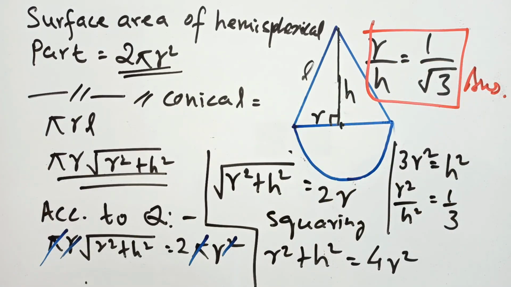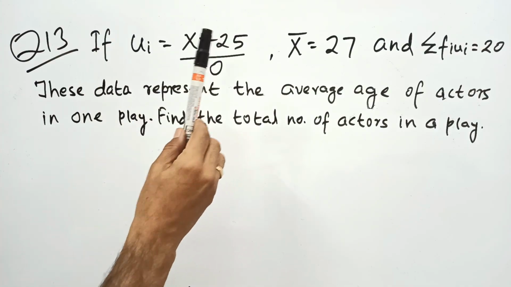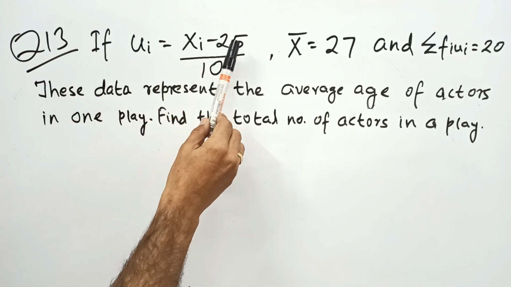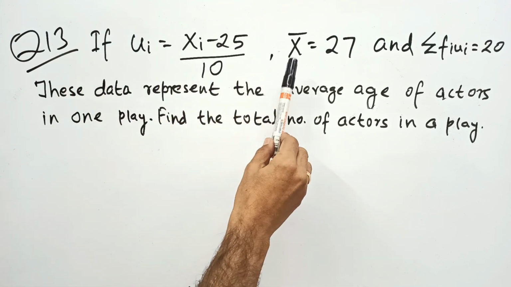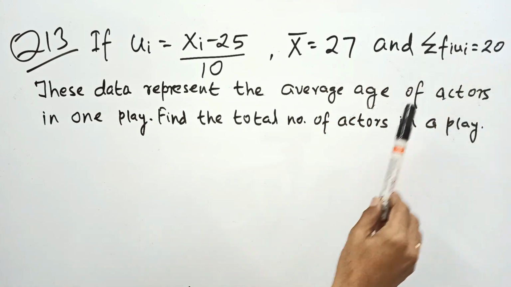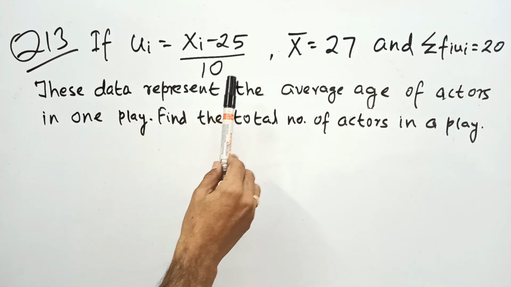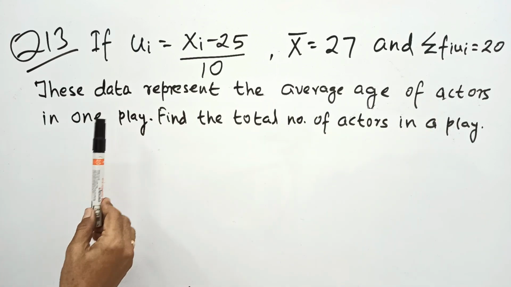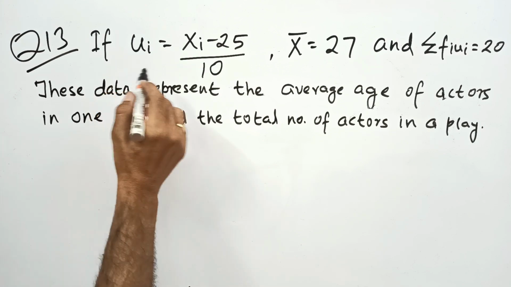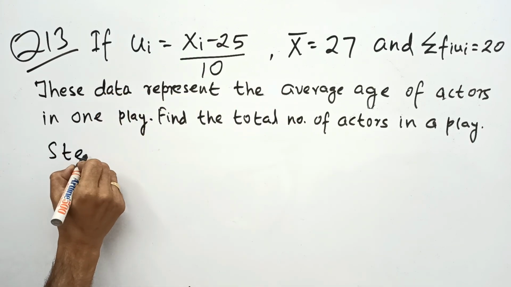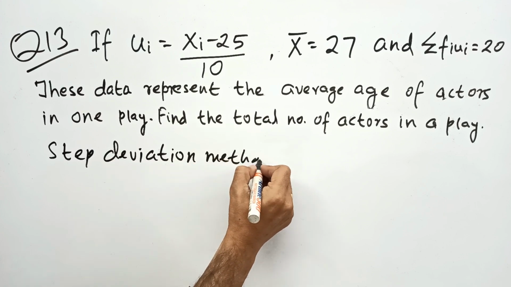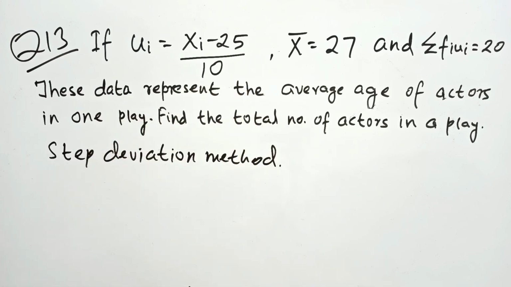This is the answer. Now next question, number 13 from statistics, a very important question. If ui is equal to xi minus 25 upon 10, and x bar is equal to 27, and sigma fiui is equal to 20, these data represent the average age of the actors in one play. Find the total number of actors in the play. See, these data represent the step deviation method to find out the average mean.